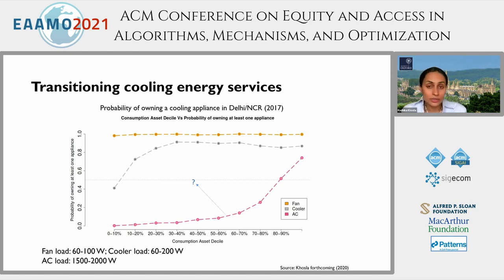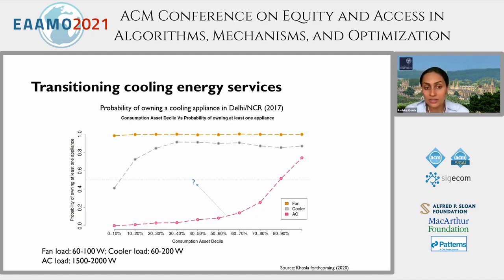We could do this in Delhi because the population is wealthy enough to think about owning air conditioners. But even then, what you see here is that the orange line on top is the fan, and everyone owns a fan. The gray line is coolers, a cooling system that's quite local and not so energy intensive. Most people start owning a cooler in the second or third decile. And then it's only the most wealthy, so you see the pink line only starts picking up around the 80th or 90th percentile, and that's when people start buying air conditioners.